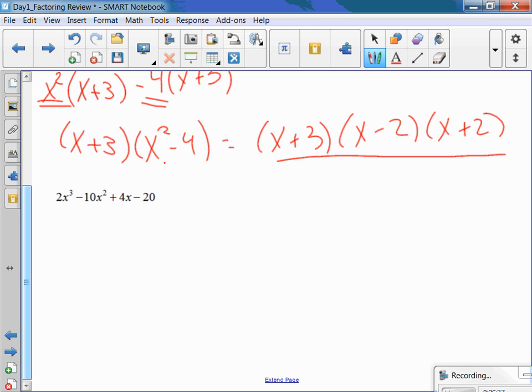Lastly, we have 2x cubed minus 10x squared plus 4x minus 20. What should I do? The GCF is 2x squared, is it not? For what? For the first two, for 2x cubed. Okay, we can definitely do that if we wanted to. Let's hear from someone other than these three.